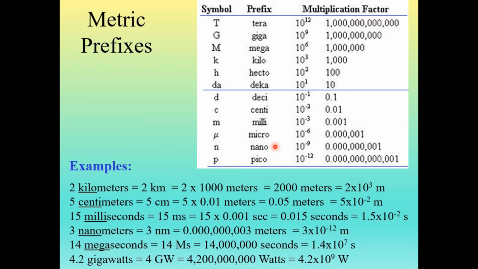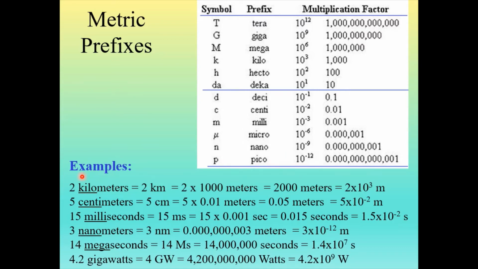Nano, you've maybe heard that one. That is for something that is 1/1,000,000,000th. So a nanometer, which is something that we're going to use to measure the wavelength of light, is a very small unit of distance. A nanometer is 1/1,000,000,000th of a meter, and a nanometer would be abbreviated nm. And the smallest one I show here is pico, which is 1/1,000,000,000,000th, 10 to the minus 12.